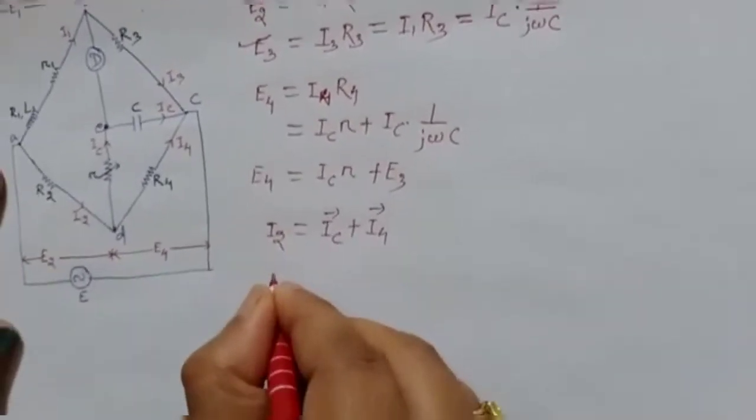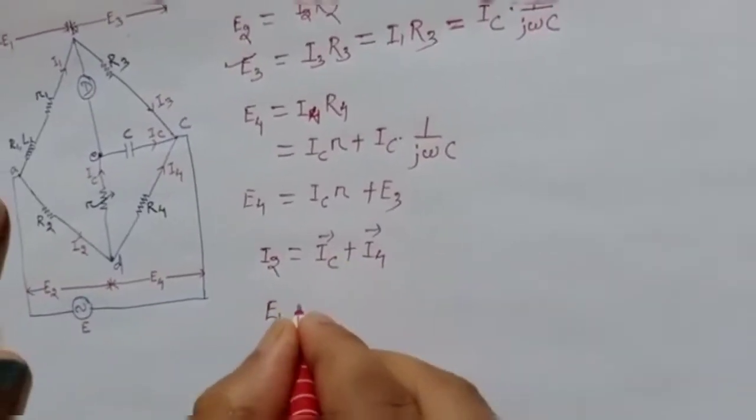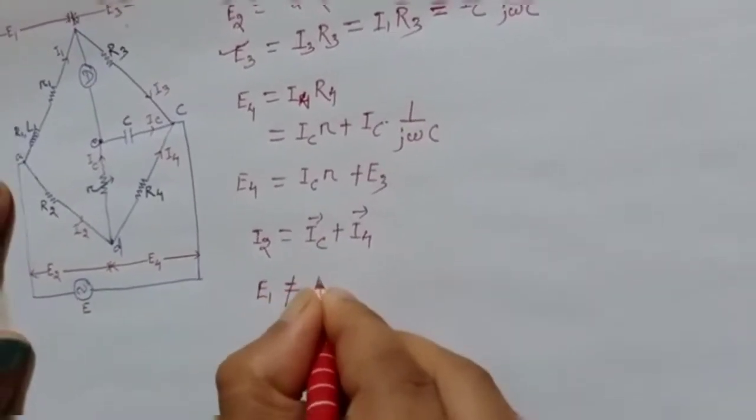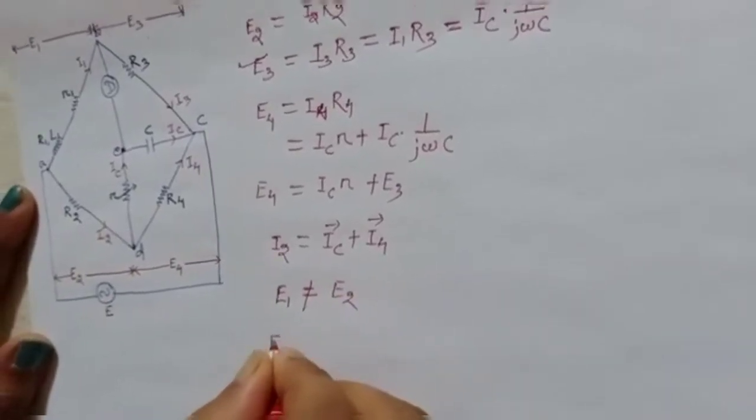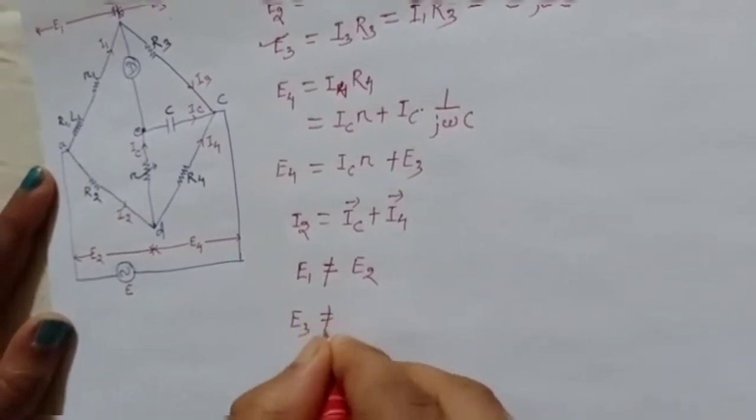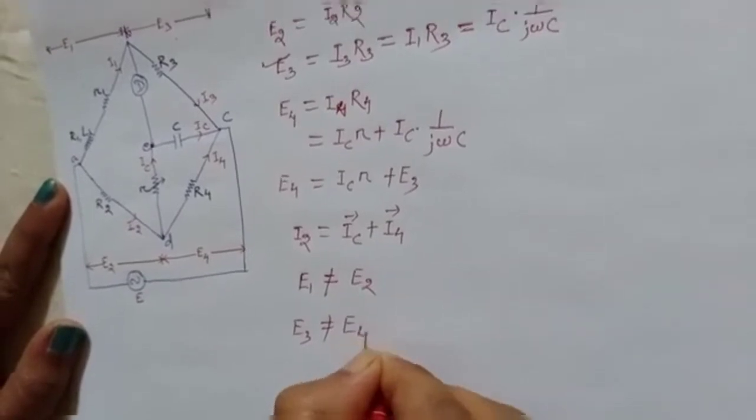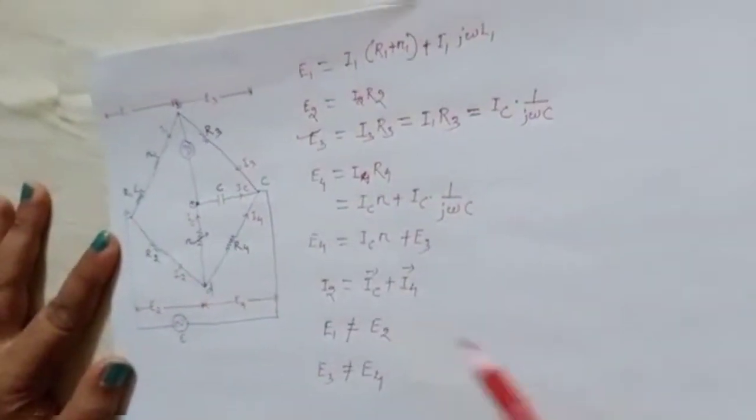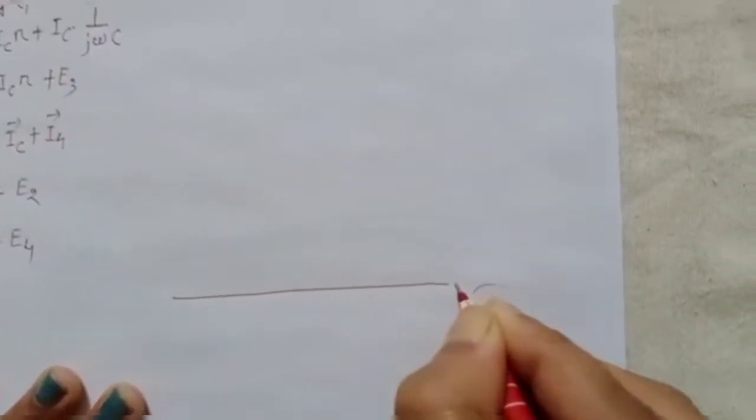And here the important point is E1 is not equal to E2 and E3 is not equal to E4. So this is the data we need to draw the phasor diagram. So let's start the diagram. Now I am taking I1 as the reference.